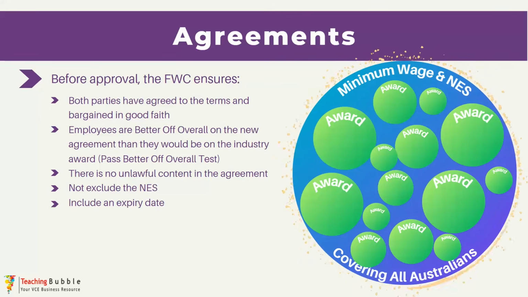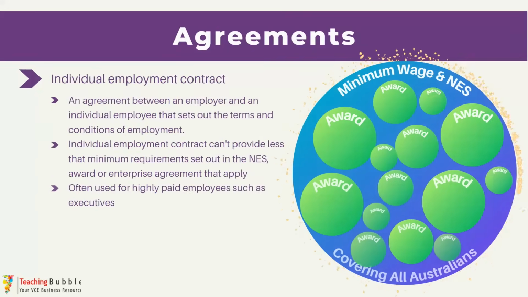And in some cases, there will be what's called an individual employment contract. So, this is an agreement on wages and conditions between an employer and an individual employee. Now, this agreement still needs to meet the minimum requirements set out in either the minimum wage, national employment standards, industry award, or enterprise agreement, whichever applies to that particular business. So, it's often used for highly paid employees, such as executives who are receiving extremely high pay that goes outside of those stipulated in an enterprise agreement.